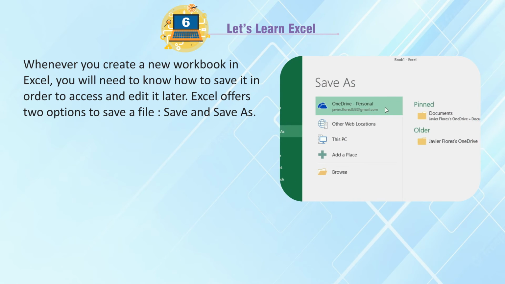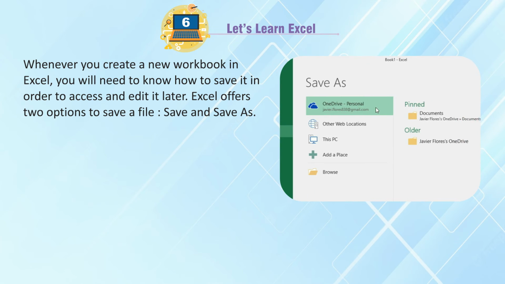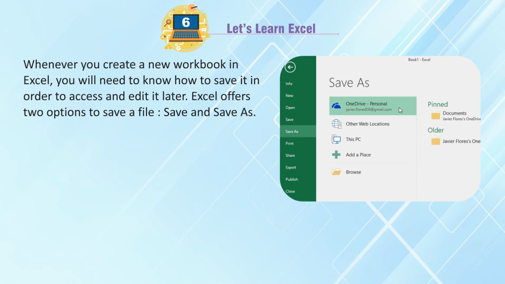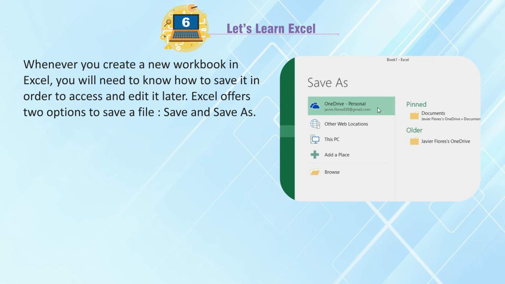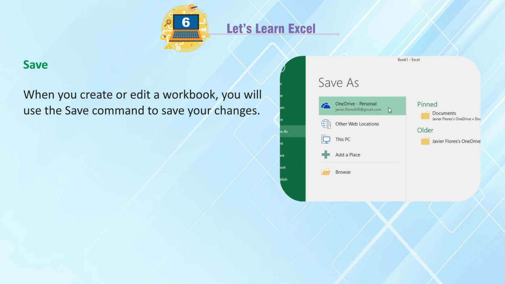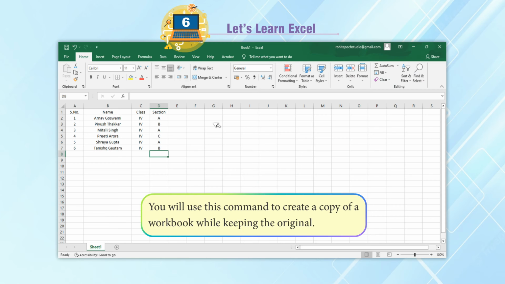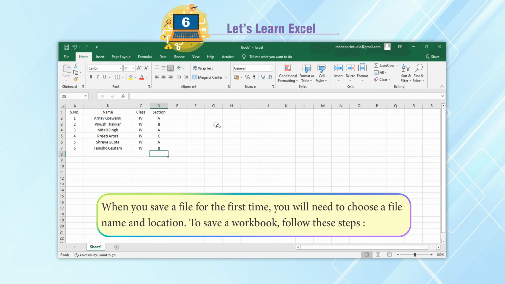Saving a workbook. Whenever you create a new workbook in Excel, you will need to know how to save it in order to access and edit it later. Excel offers two options to save a file: Save and Save As. Save. When you create or edit a workbook, you will use the Save command to save your changes. Save As. You will use this command to create a copy of a workbook while keeping the original. When you save a file for the first time, you will need to choose a file name and location.